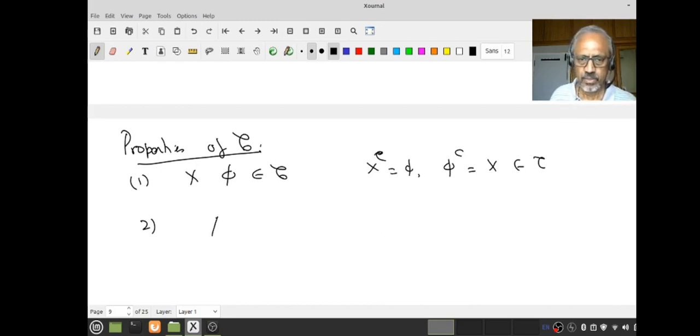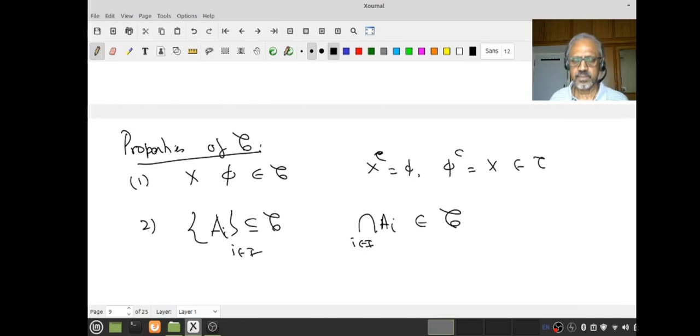So let A_i be a collection of closed sets. Then I want to say that the intersection of the A_i, over i in I, is again in C. That is, an arbitrary intersection of closed sets is closed.